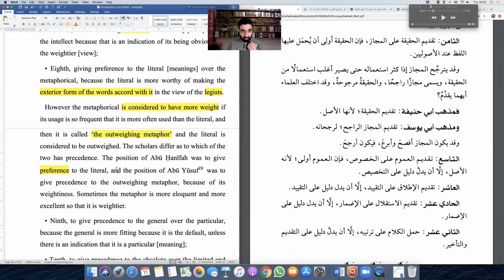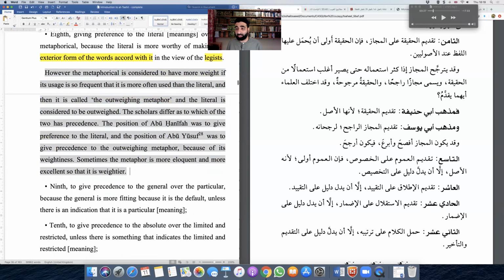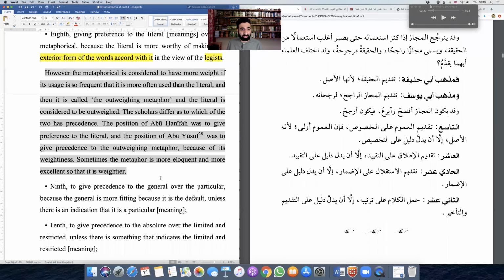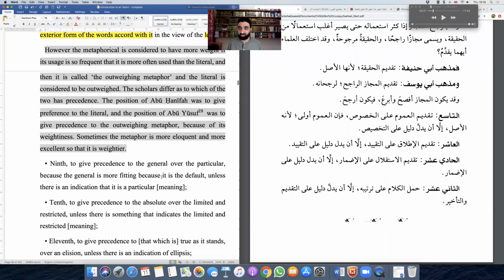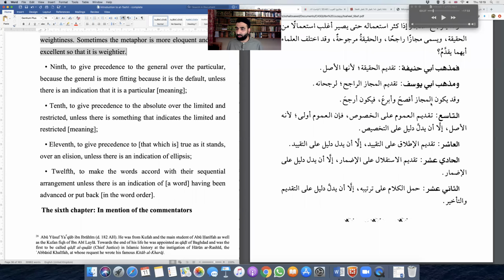And the position of Abu Yusuf was to give precedence. Again, he's gone preference, precedence, preference, precedence, right? To the outweighing metaphor because of its weightiness. Sometimes the metaphor is more eloquent, more excellent, so that is weightier. Right, this whole thing, I want to have a look at the commentary. I'll have a look at Sheikh Tayyar's commentary and see if it will help to clarify some issues here, because it is not immediately clear to me what is being argued.